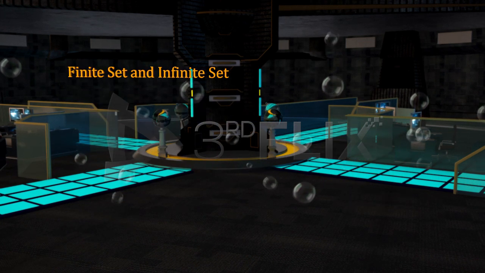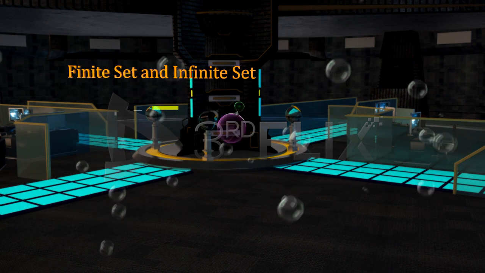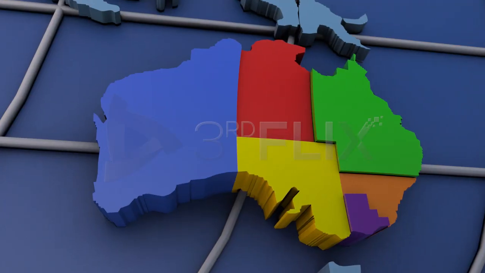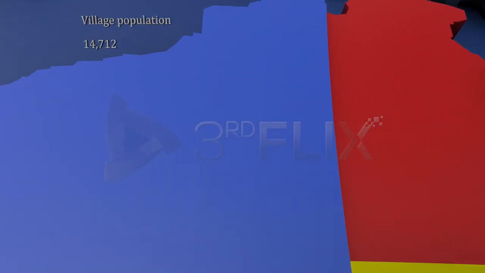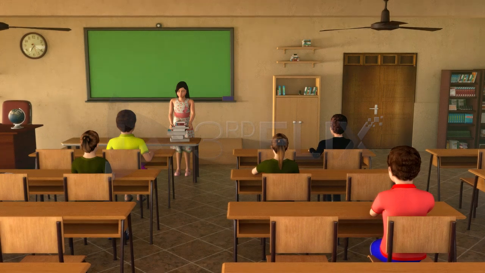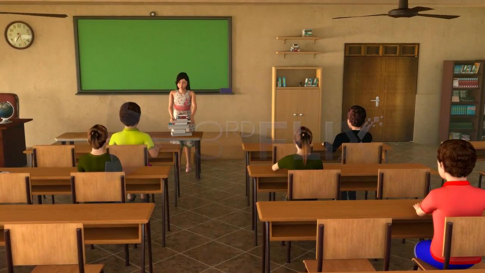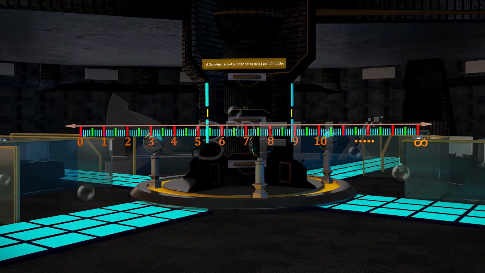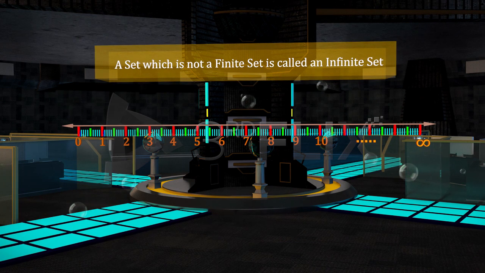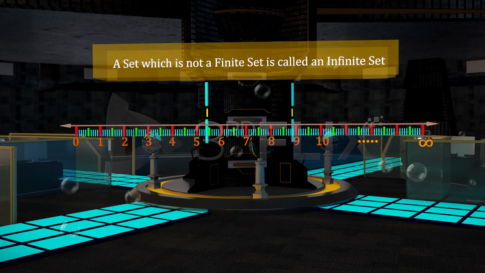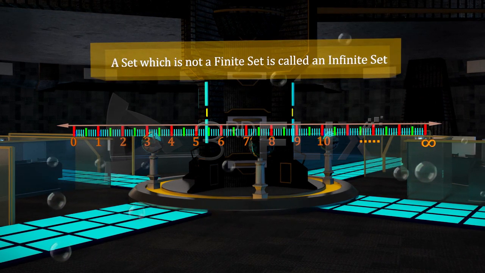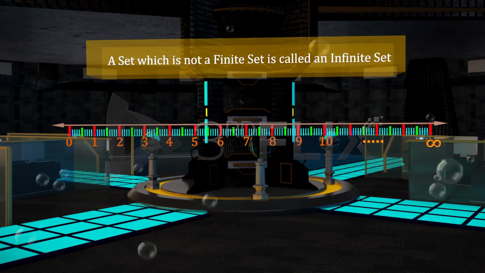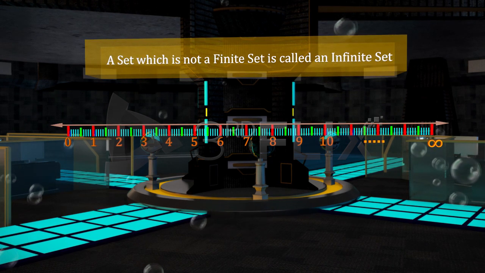Finite and infinite sets. A set having a finite number of elements is called a finite set. Examples: the set of people in a village, a set containing students of your class. A set which is not a finite set is called an infinite set. A set whose elements cannot be listed by the natural numbers 1, 2, 3 and so on, n, for any natural number n is called an infinite set.